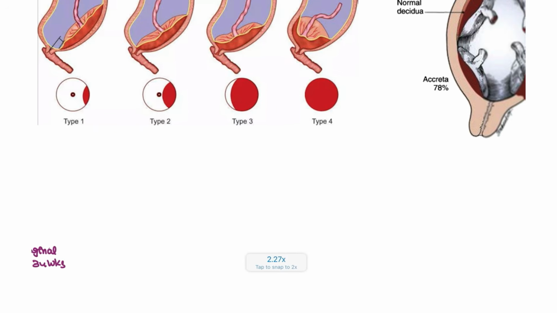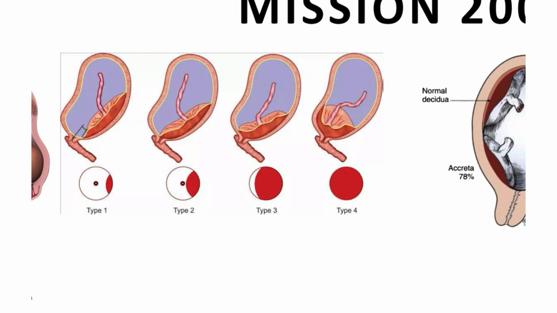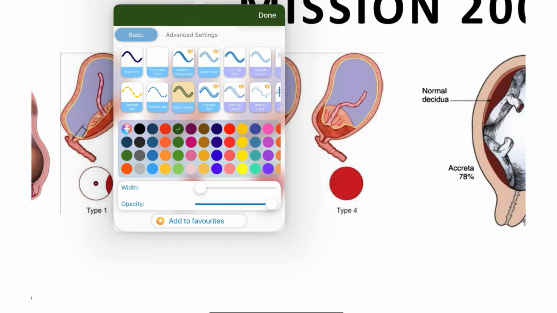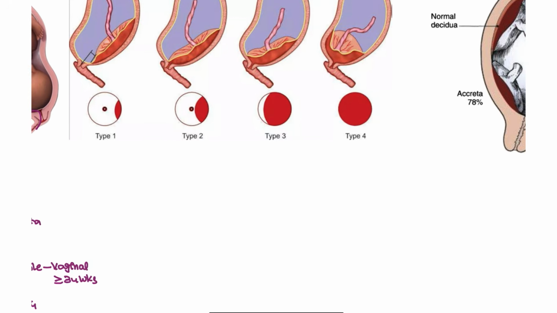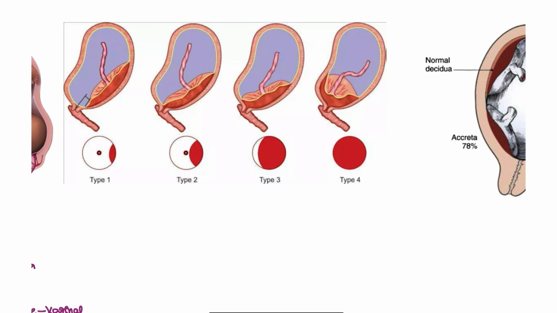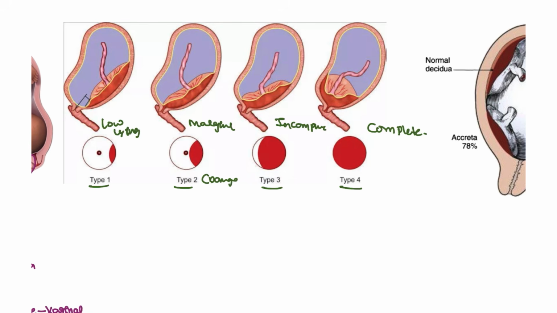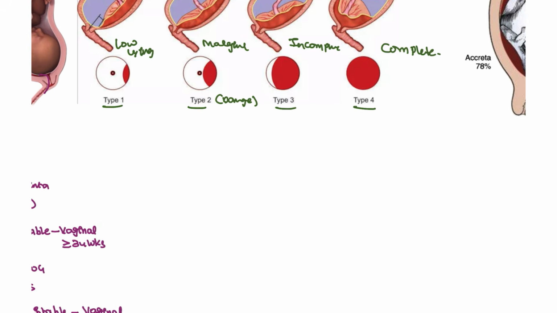Okay, next, moving on to placenta previa. So this is a condition associated with placenta previa. Patients with placenta previa have four types: type 1, type 2, type 3, type 4. Type 1 is low lying, type 2 is marginal, this is the incomplete, and this is the complete. Which is more dangerous? The more dangerous is the marginal. Don't think it is the complete or the incomplete. Actually the type 2 is more dangerous.